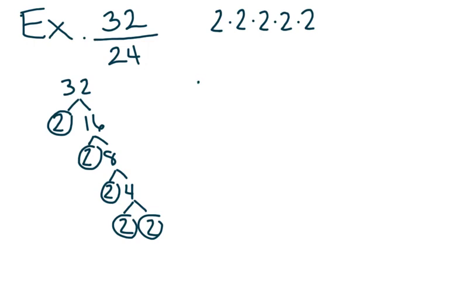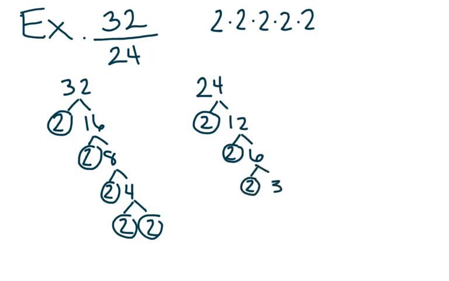And then I'm going to do the same thing with 24. I want two numbers that multiply to give me 24. 2 and 12. Circle 2 because it's prime. Two numbers that multiply to give me 12 are 2 and 6. Circle 2 because it's prime. And two numbers that multiply to give me 6 are 2 and 3. So now I'm going to rewrite 24 as 2 times 2 times 2 times 3.